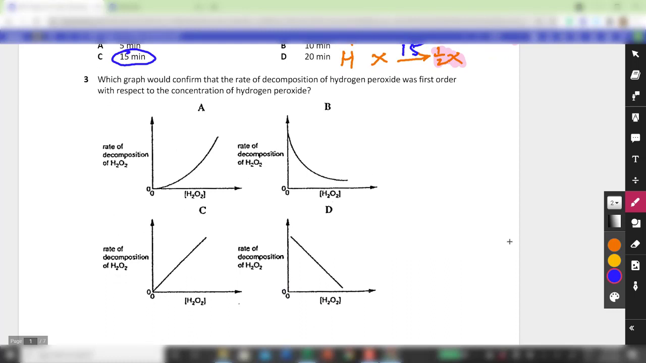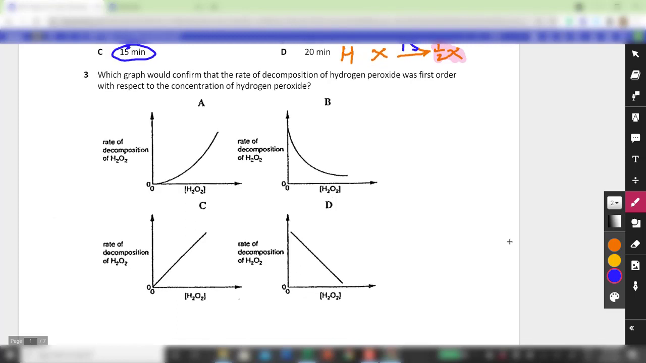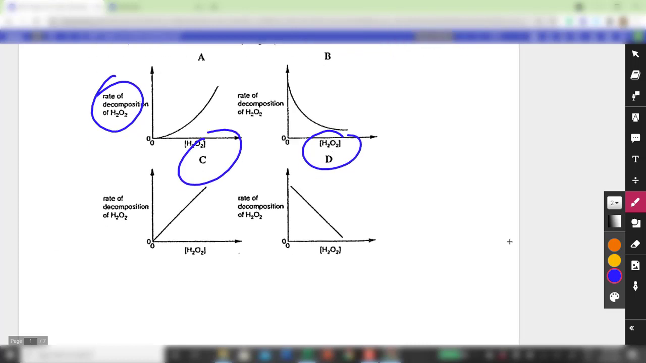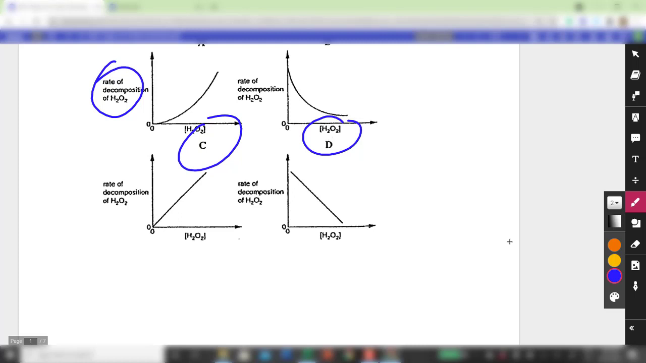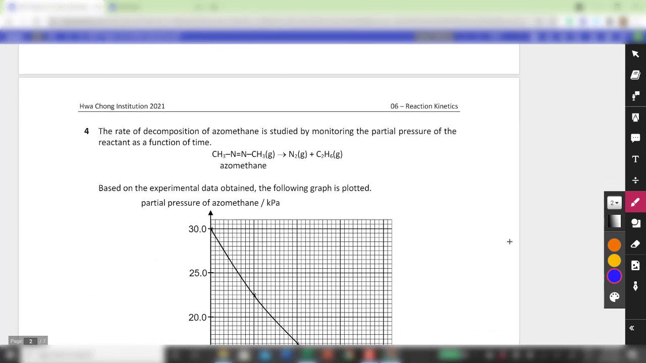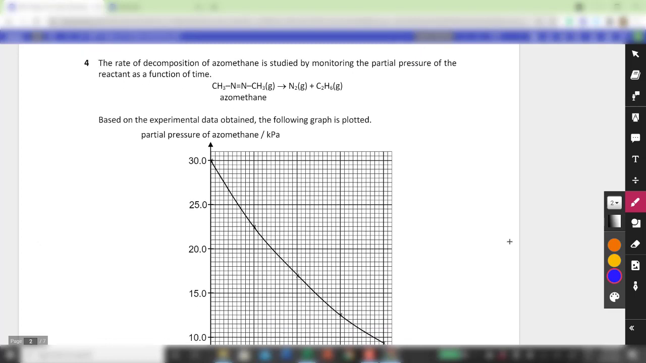I think it reads, which graph would confirm the rate of decomposition of hydrogen peroxide is first order? I think this is very clear cut because we are looking at rate against concentration, so definitely a straight line that passes through the origin. There's nothing to argue about this because the rate is directly proportional to the concentration. So question 3 will be C. Now we're going to move on to question 4.